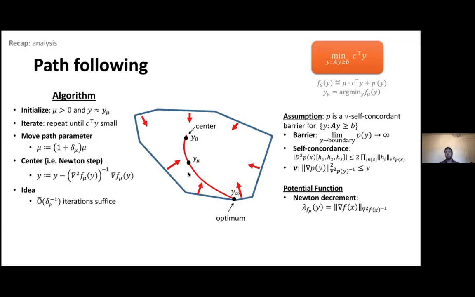All right. So with this barrier defined, the way we said we'd analyze these path following methods, or keep track of the quality of the current point y in the interior that we're maintaining, was through the Newton decrement. And this is simply the norm of one of these centering steps in the Hessian norm. It's also just the gradient, which equivalently is just the gradient of the penalized objective. There should be mu's here. Should be the norm of the penalized objective in the Hessian inverse norm.